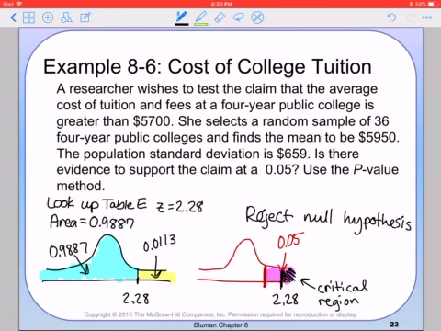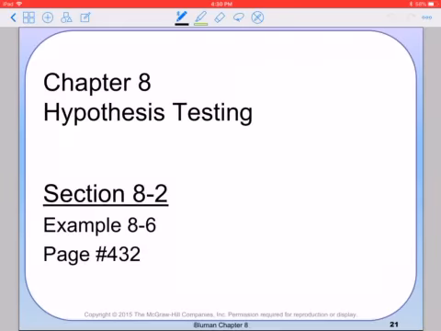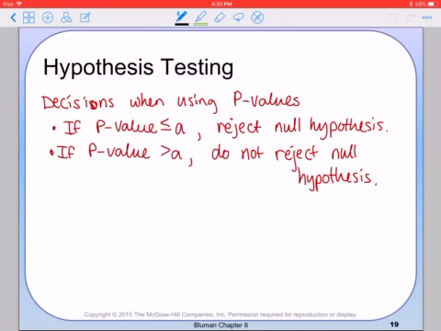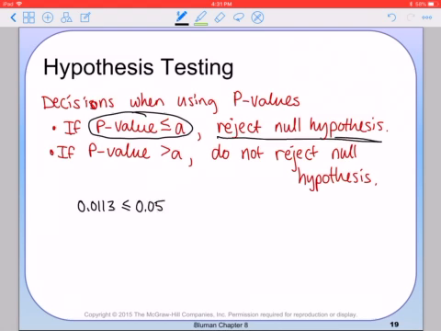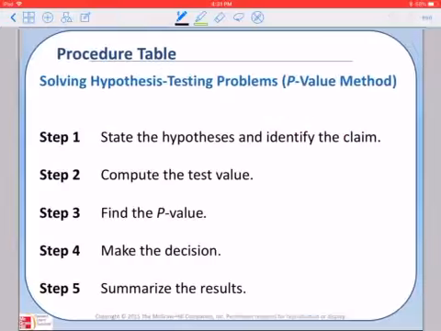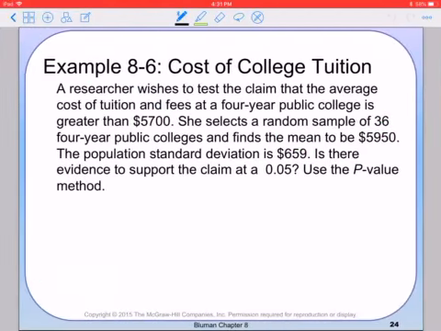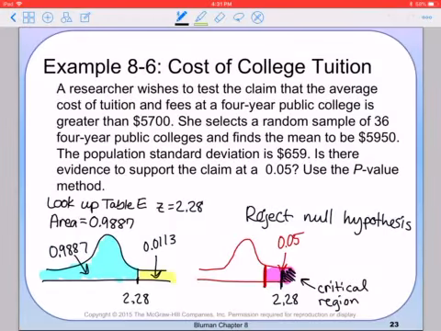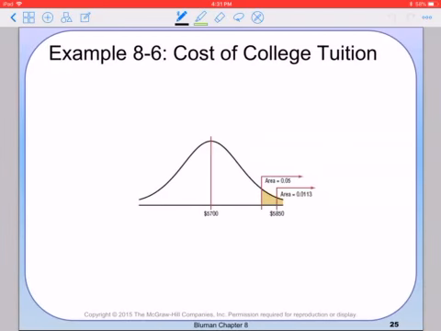So that's kind of like what we were saying back here in this slide. If the p-value is smaller than our alpha, we got that our p-value was 0.0113, and it's less than or equal to our 0.05. And so that's why we're rejecting the null hypothesis. All right, so that's what's going on there. We got one example down.